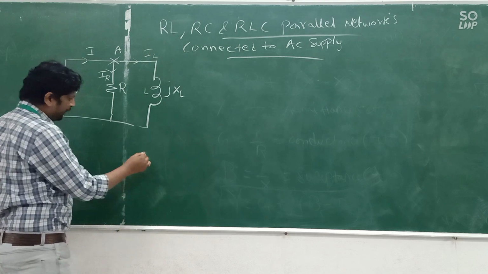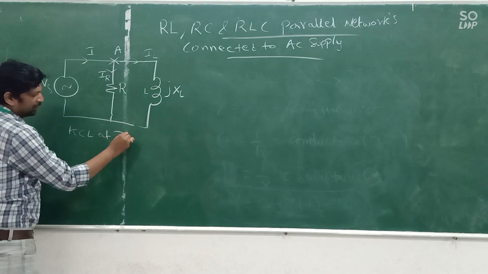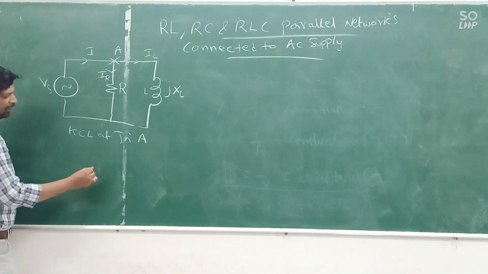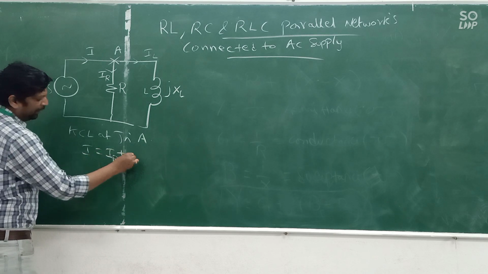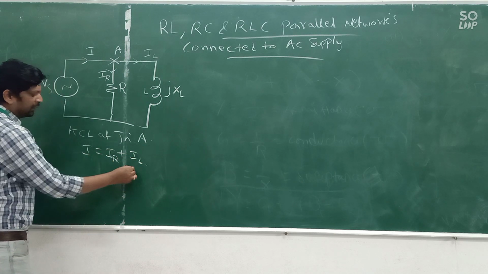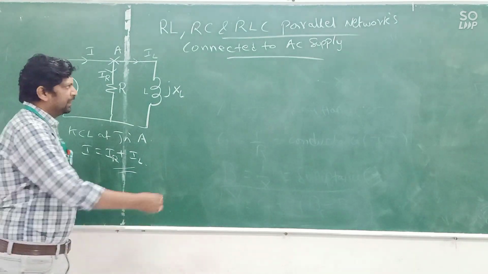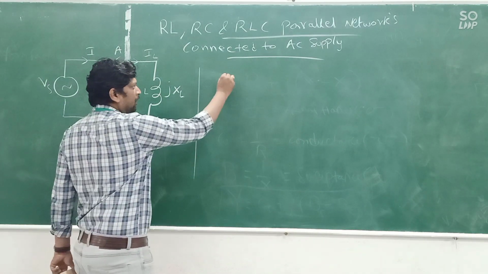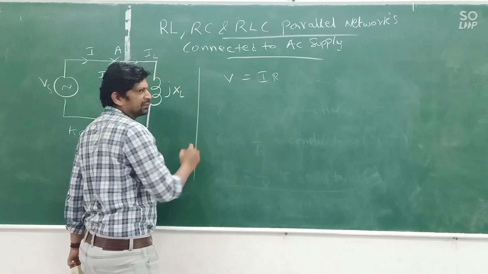So if I apply KCL at junction A, it will be I is equal to IR plus IL. This is the basic KCL equation. But what is the basic logic that we know from Ohm's law? V is equal to IR. So V is equal to IR. This is nothing but the voltage in the resistor.